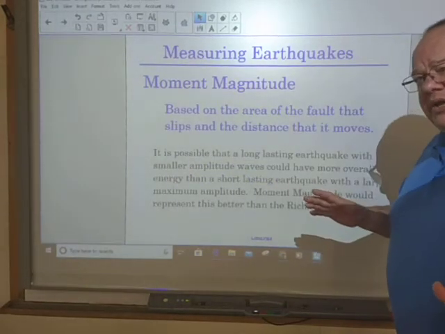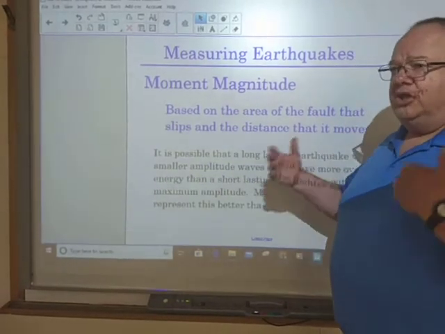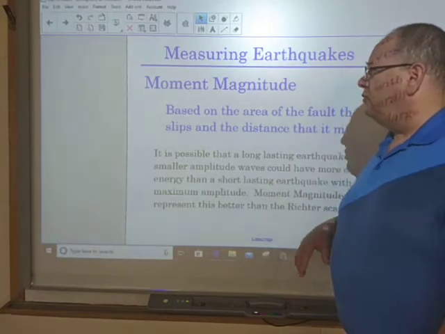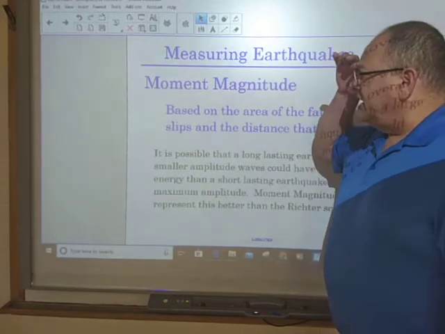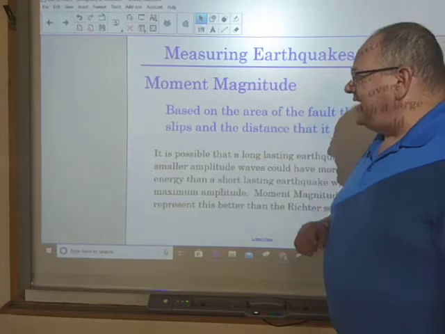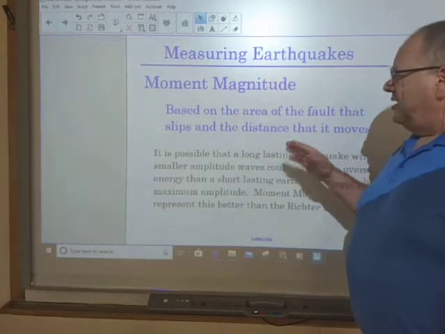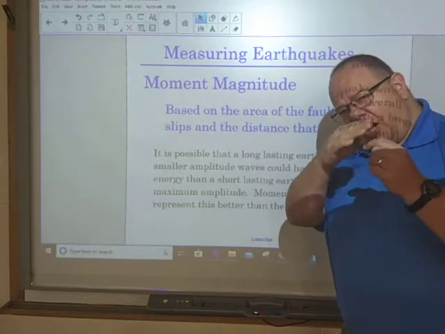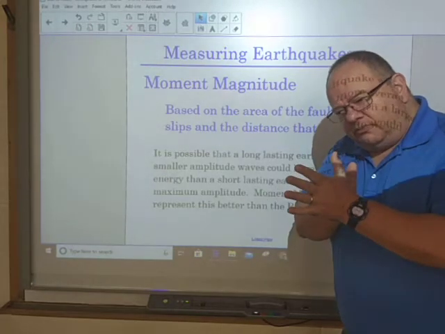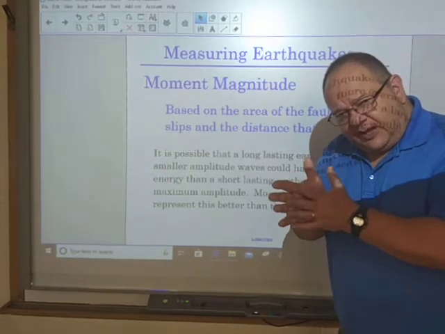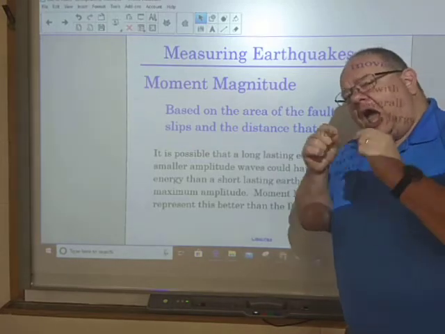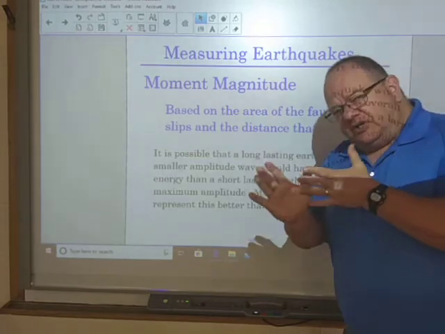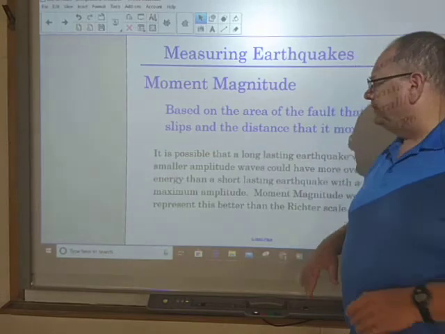There are other ways that earthquakes are measured, and you could debate about which is more appropriate. So just to mention that there's something called moment magnitude, and what that does is it takes a look at where on the fault the earthquake actually slipped. Where did the slip happen? How big of an area slipped, and how much did it move?